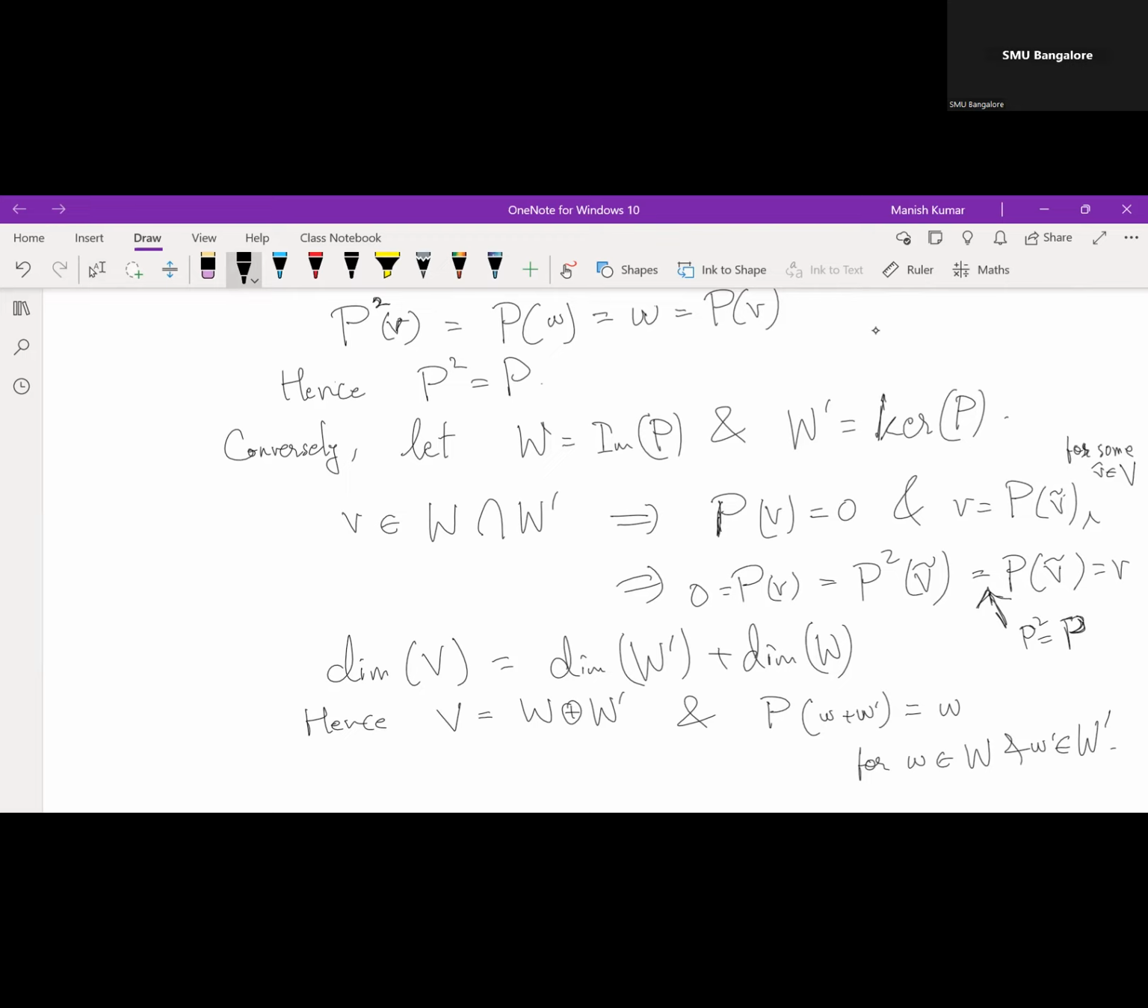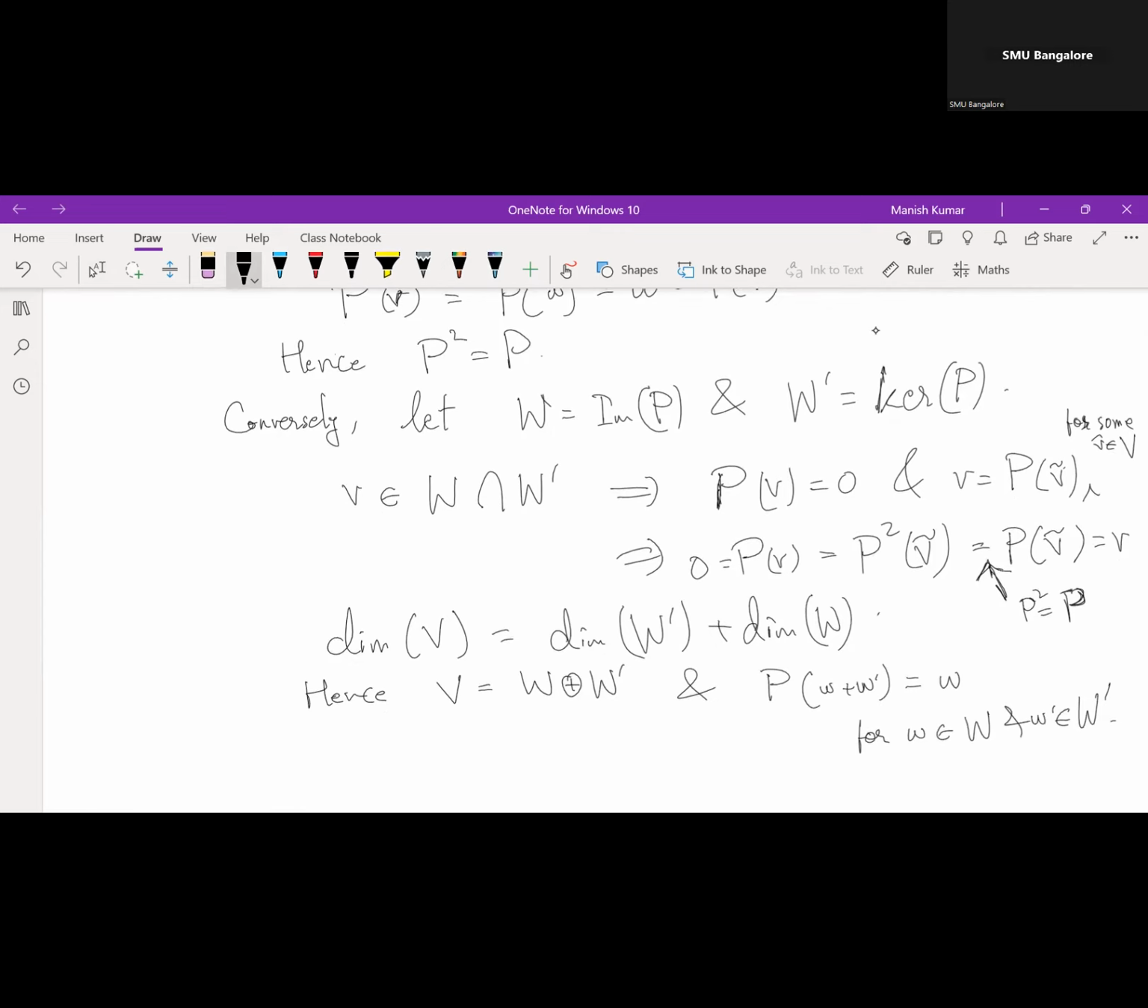There are multiple ways of arguing this, but maybe dimension is the easiest one. This is rank nullity, which we saw a few classes back. If you are given a linear map from V to W, then the dimension of V is the dimension of the kernel plus the dimension of the image. That is what we are using. Is this okay? Any questions?